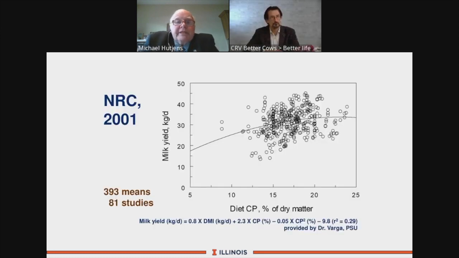Why do we want to use metabolizable protein? Well, you pretty much know the story here. This is some work done by Dr. Varga from Penn State University. She looked at 81 different studies and looked at the relationship of milk yield to dietary crude protein. And as we would jokingly say in the U.S., that's kind of a shotgun pattern. Those dots are all the 81 different studies. They're quite random as far as that goes.